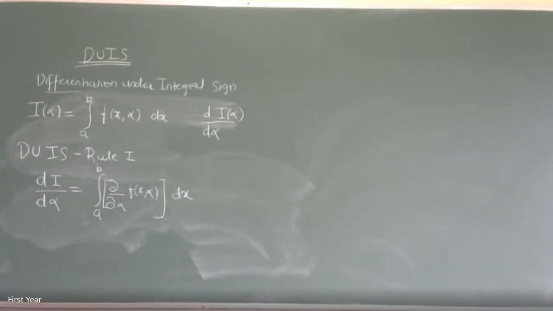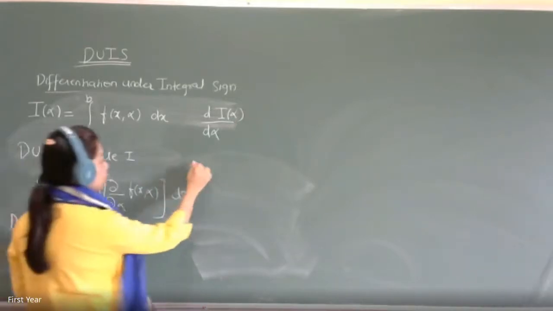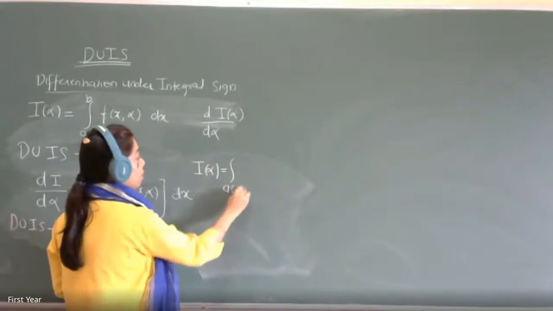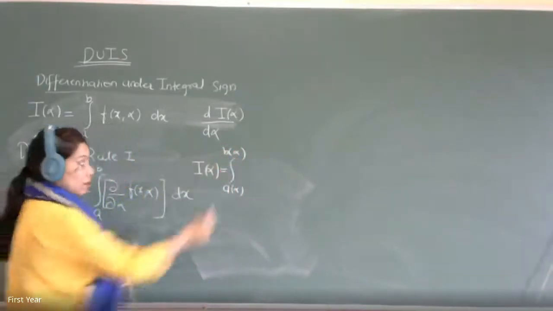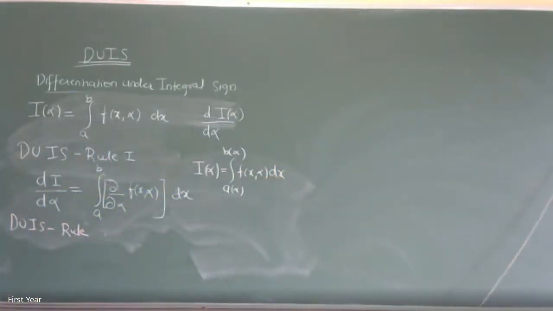Okay. Now you write down. However, if a and b also depend on alpha, that is, I(alpha) is the integral from a(alpha) to b(alpha) of f(x, alpha) dx.